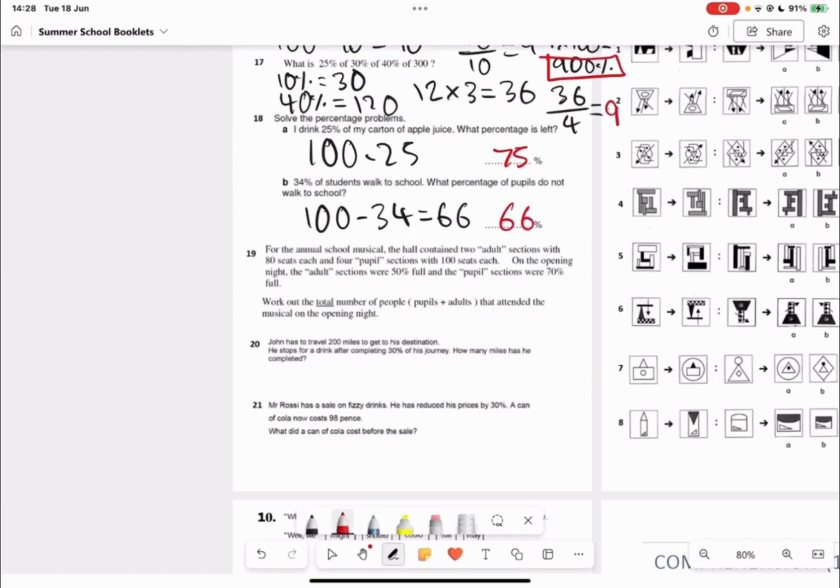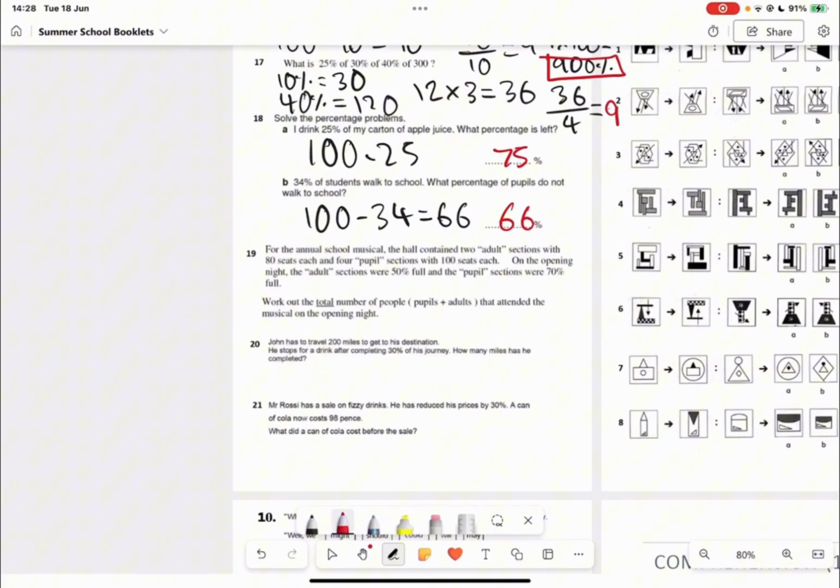Okay, next we're moving on to question 19. For the annual school musical, the hall contained 2 adult sections with 80 seats each and 4 pupil sections with 100 seats each. On the opening night, the adult sections were 50% full and the pupil sections were 70% full. Work out the total number of people that attended the musical on the opening night.